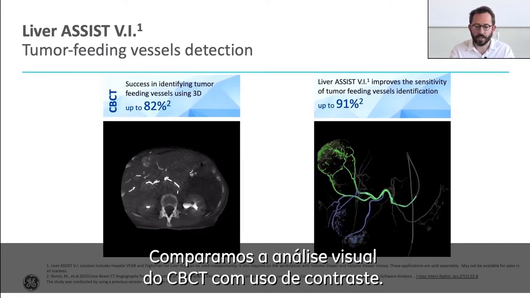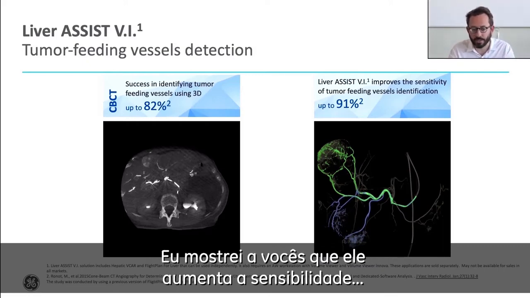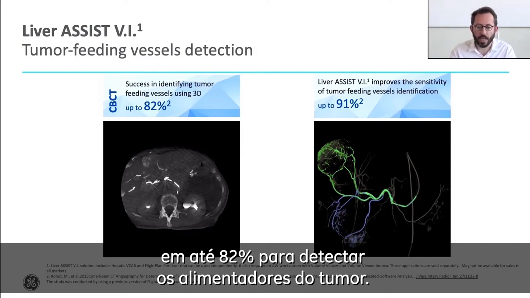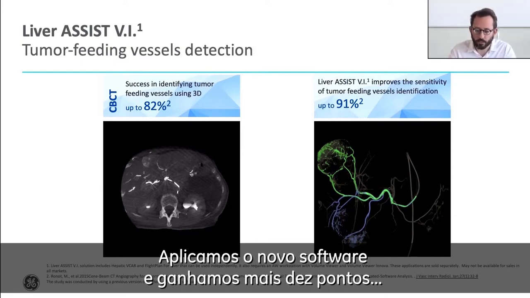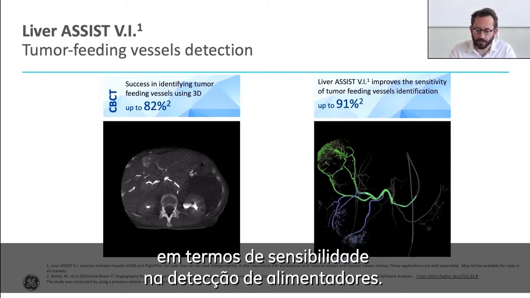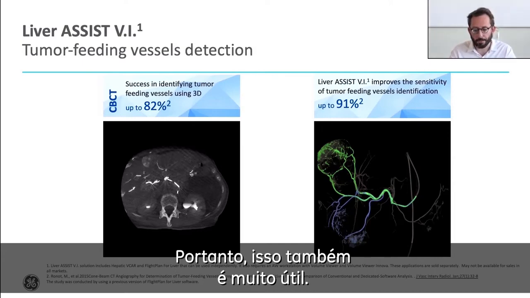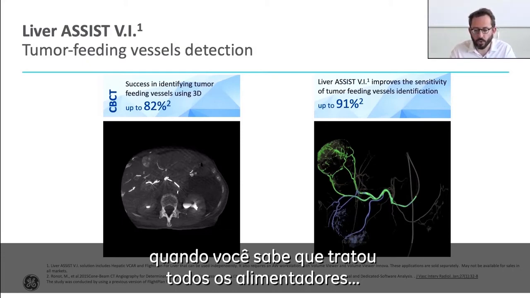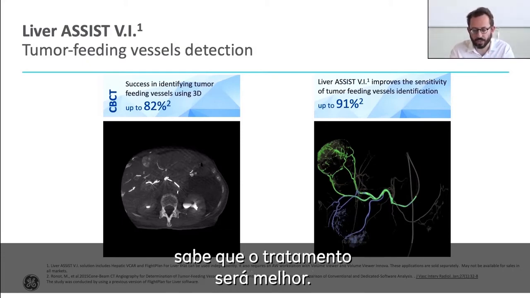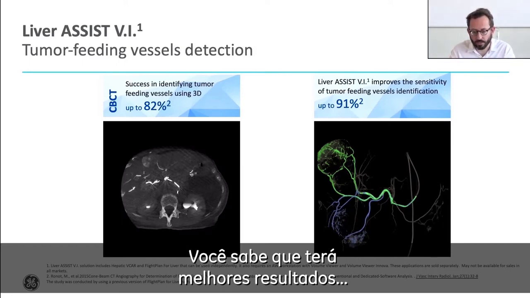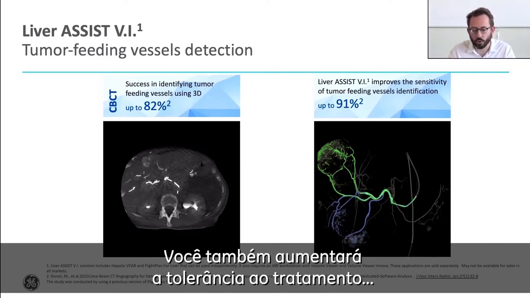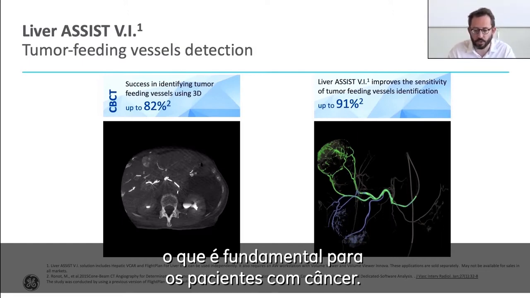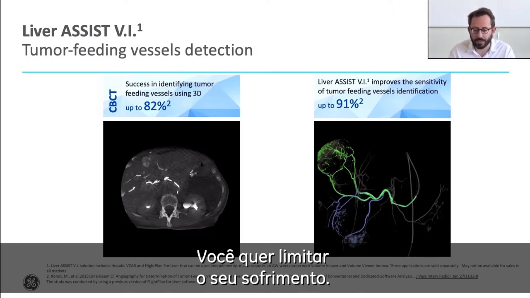We compared the visual analysis of the contrast-enhanced CBCT. I showed you we had up to 82% sensitivity for detection of tumor feeders. We applied the new software to that, and we were able to gain 10 more points in feeder detection sensitivity. So this is also very useful, and I cannot stress that enough. When you know you treat all the feeders, you will have better treatments, better results, and you can be more selective, so you will also have better tolerance of the treatment, which is key for those patients that have cancer and you want to limit their suffering.